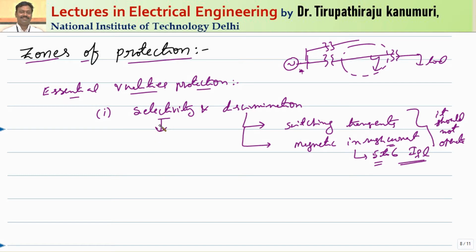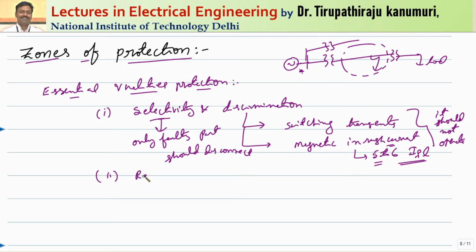And what is the meaning of selectivity? Only the faulty part should disconnect. Wherever the fault comes, only that part should disconnect.